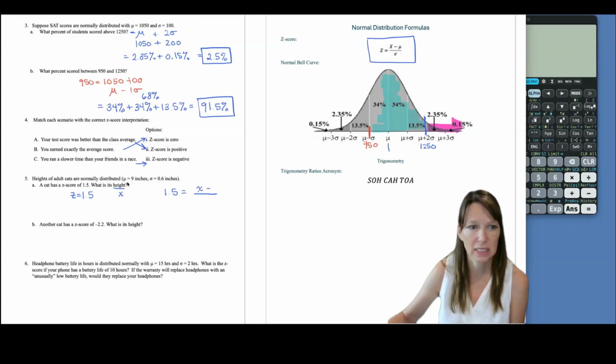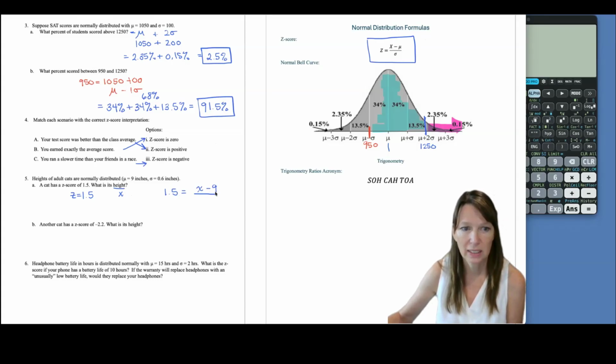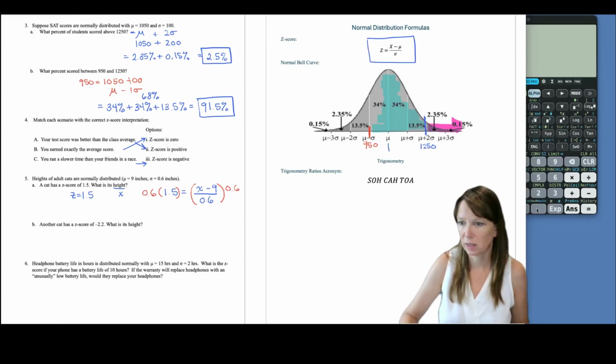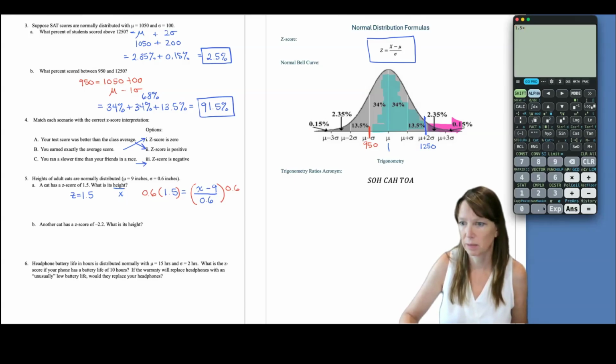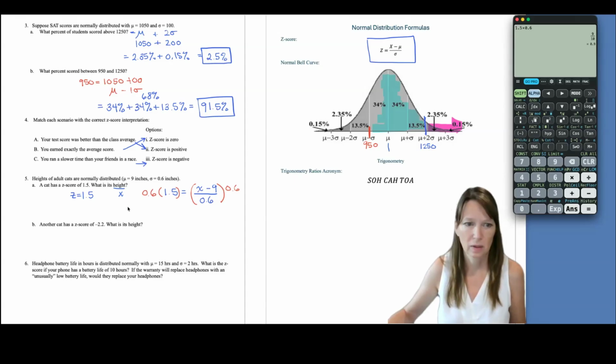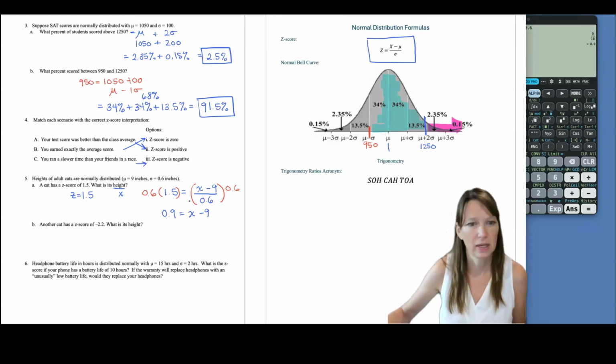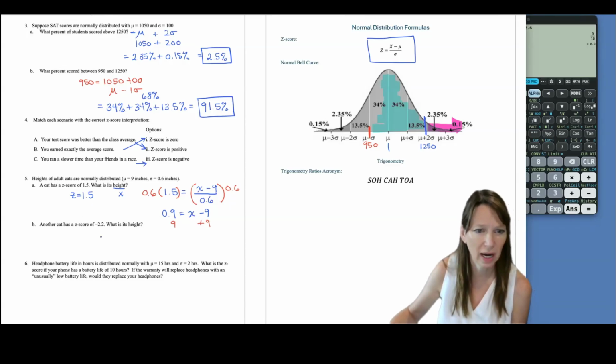So it's x minus mu, or 9, and then divide by 0.6. Now we just solve this algebra. Make sure that you multiply both sides by 0.6 to get rid of the fraction first. Taking my 1.5, multiplying it by 0.6, we get 0.9. That's going to be equal to x minus 9. And then I'm going to add my 9. Okay, so this cat would have a height of 9.9.